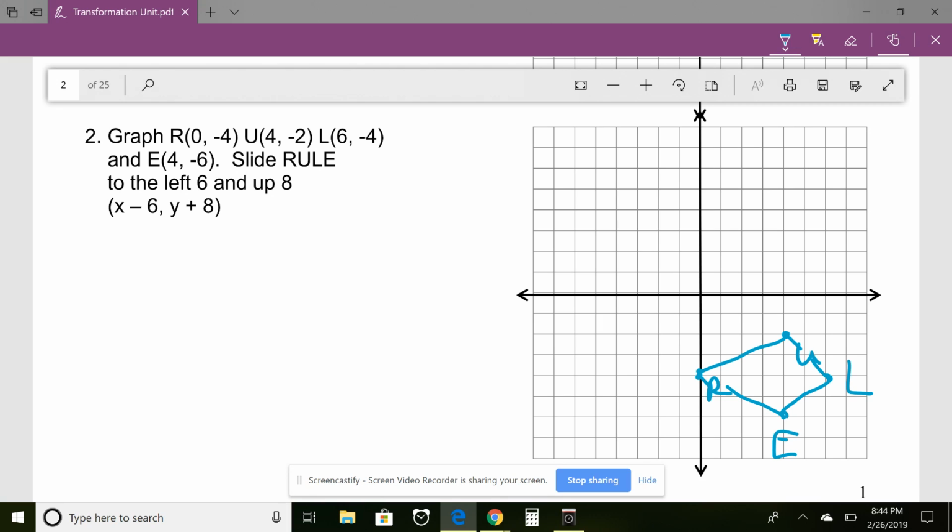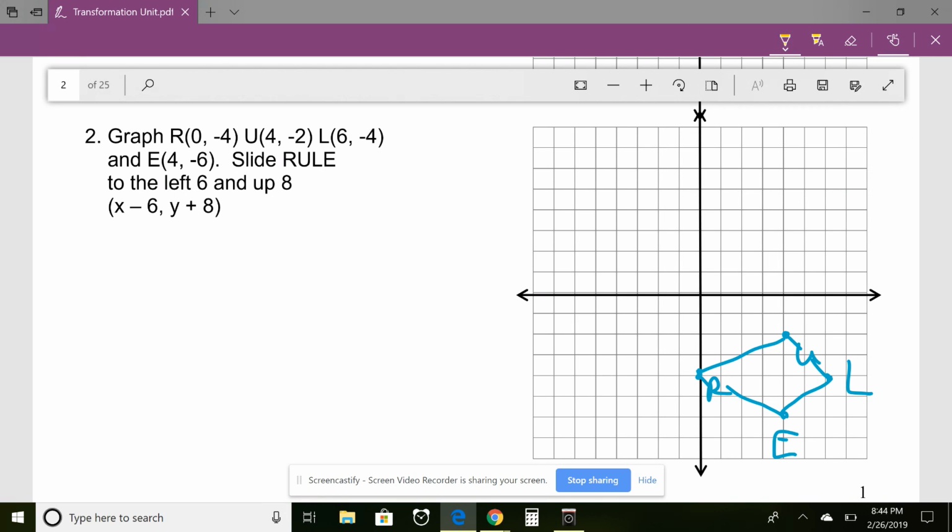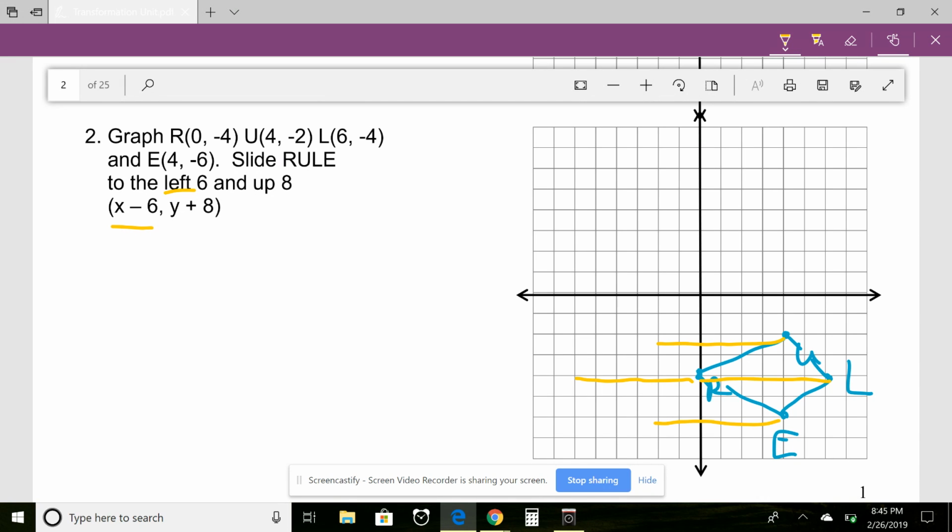All right, so we're sliding this to the left 6 and up 8. So that means the rule x minus 6. All right, x minus 6. So that means left 6. So each of these points are going left 6. And then up 8.